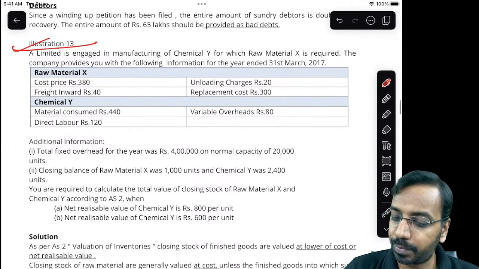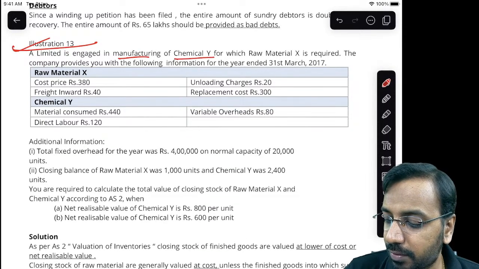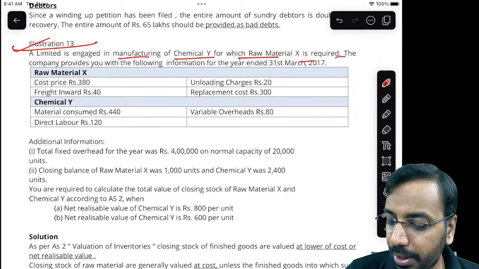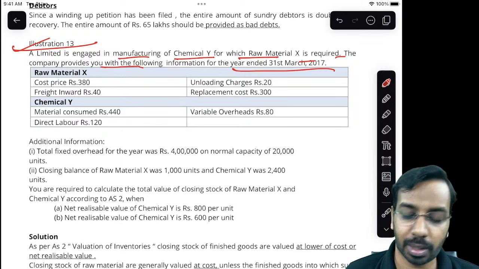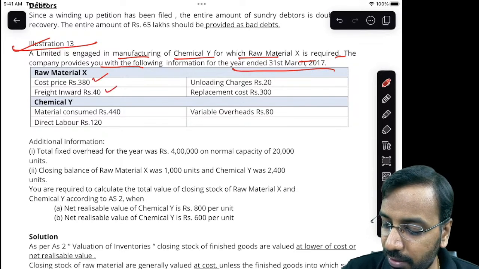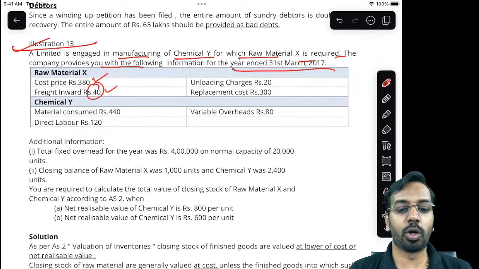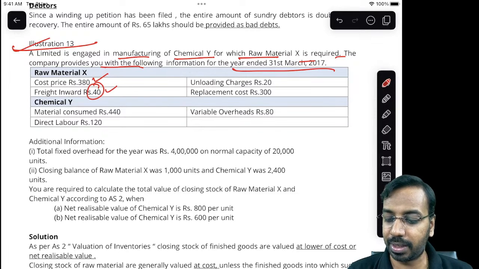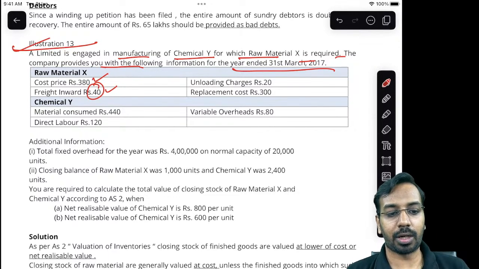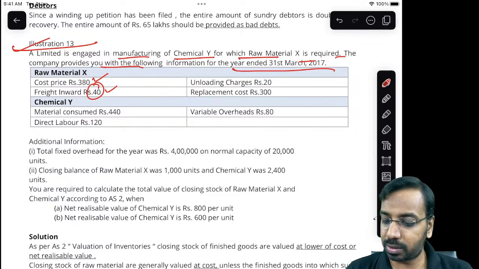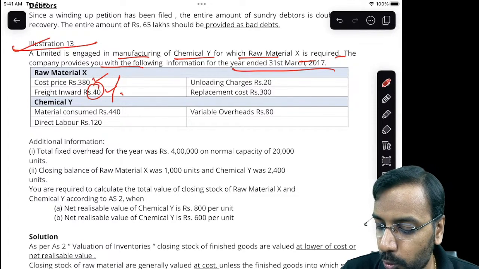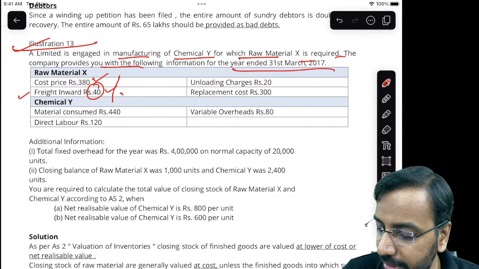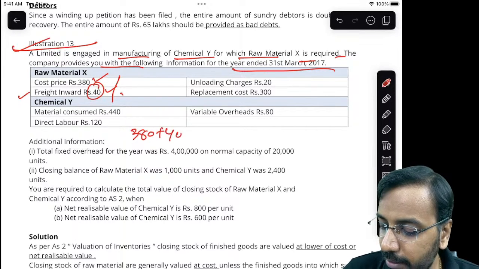Okay. Now, A Limited is engaged in manufacturing of chemical Y for which raw material X is required. The company provides you with the following information for the year ended 31st of March. Cost price 380, freight inward 40. Will we include or not include freight inward of 40 in the cost of inventory? Come on, we will include. So this will be included. So raw material will be 380 plus 40, 420.